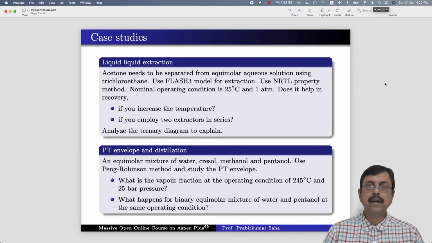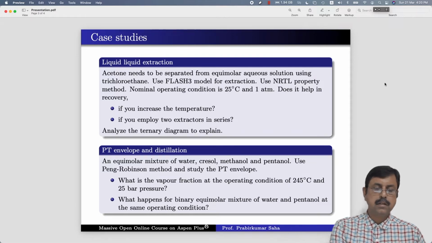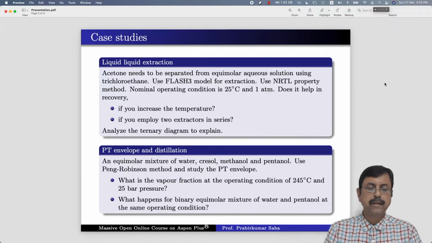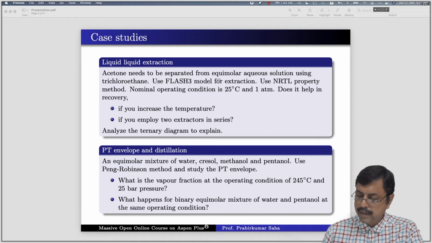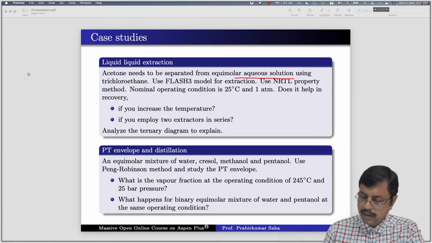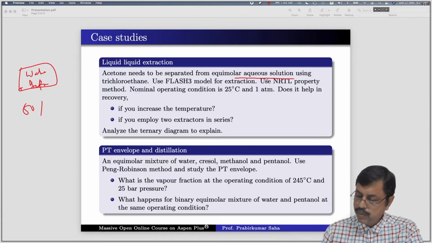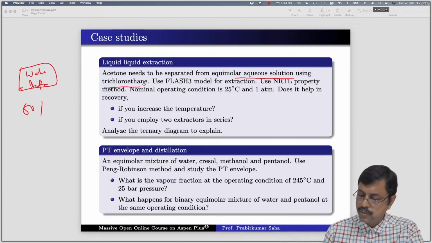They will be a bit detailed and we will see more information in this. The liquid-liquid equilibrium that we have just seen, the same problem will be extended in the first case study. Here, acetone needs to be separated from equimolar aqueous solution. That means we have a solution where we have water and acetone, and they are equimolar, 50-50. And we have to use trichloroethane to extract.